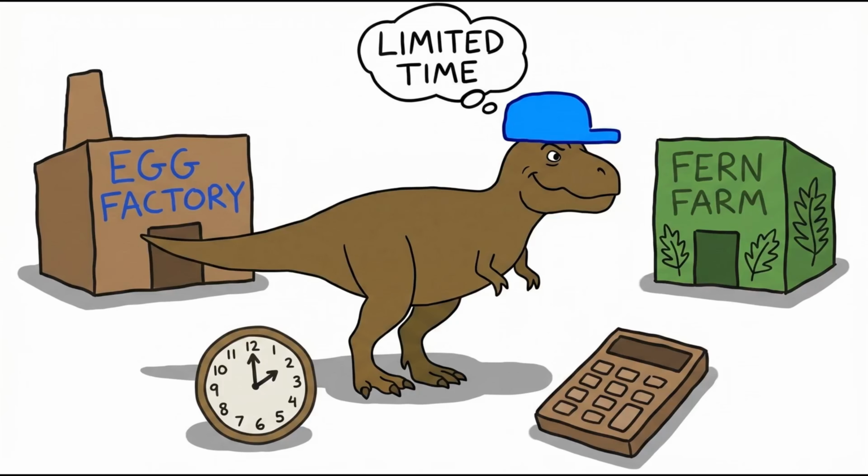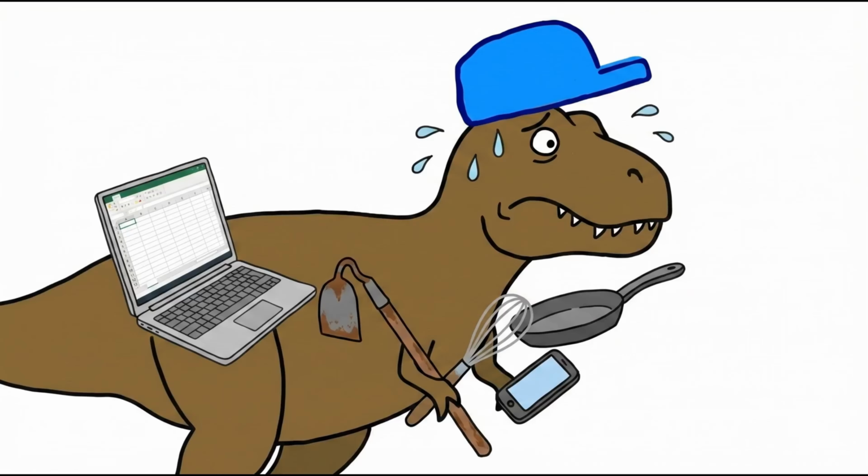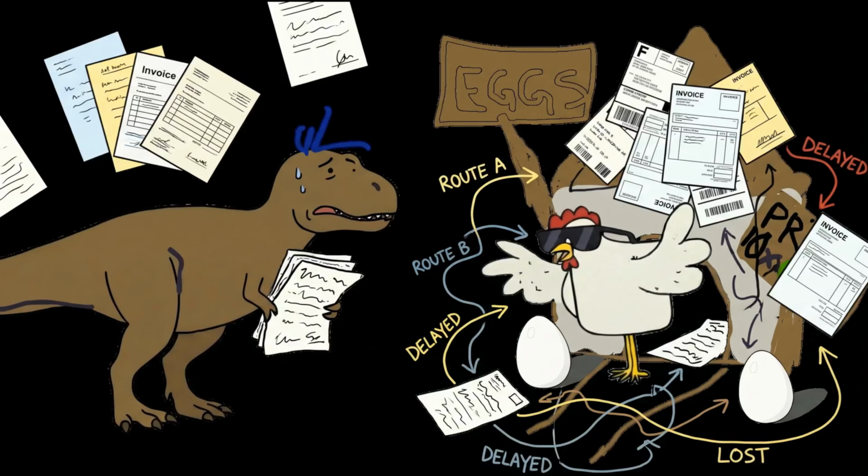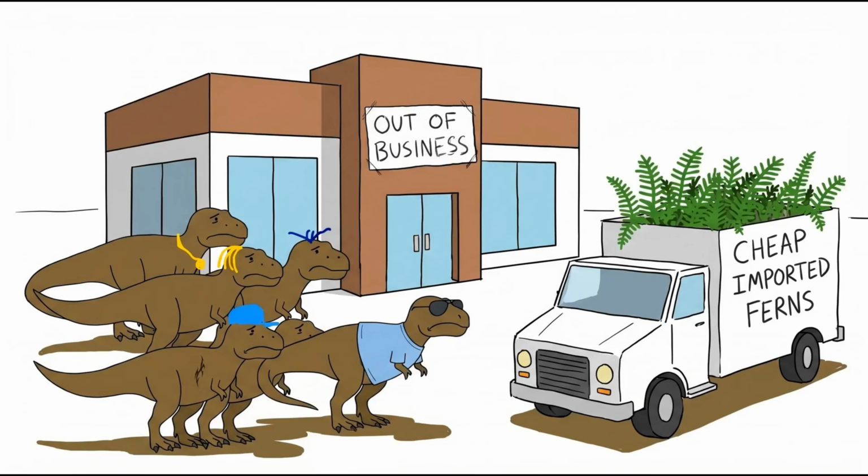Even if Dinosaur Town is better at making everything, it still makes sense to focus on eggs and let the other island do ferns, because time and resources are limited. You cannot be the best at everything simultaneously. Trade makes everyone better off in theory. In practice, it is messier.